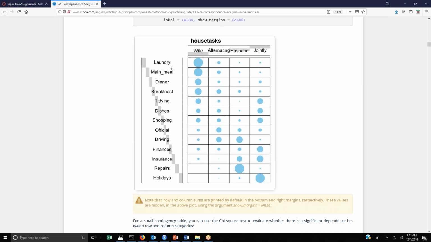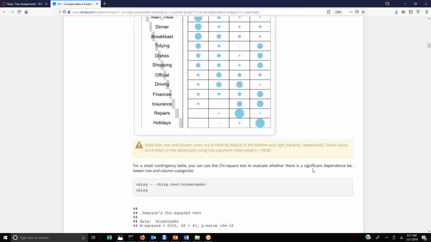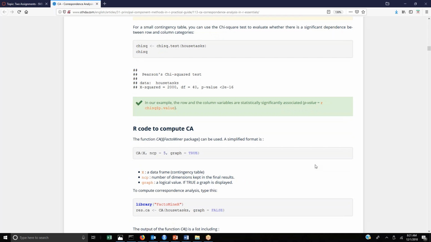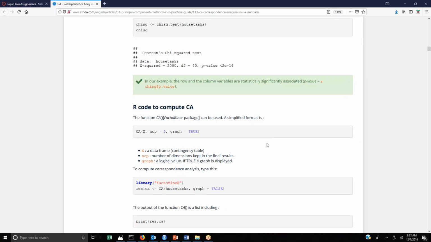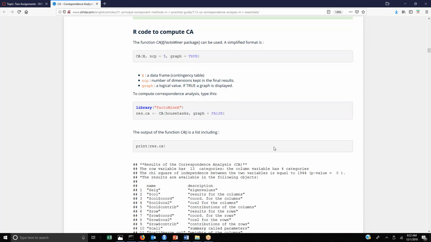Here the most of the activities are wife. In the middle, most of the activities are joint. That's what we see visually. So let's do the principal dimension analysis. We will call it that way, principal dimension analysis, because principal component is traditionally known for explaining the variance covariance matrix.